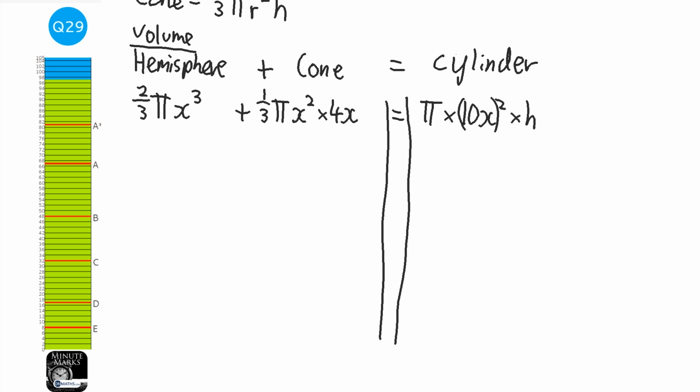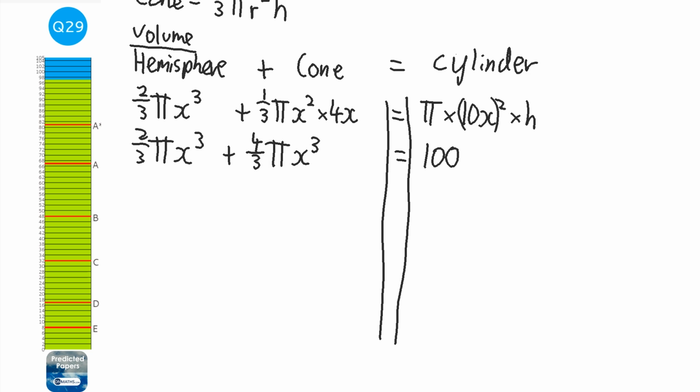I'm going to put my lines down. Okay, so what have we got? Let's sort out the timeses first, and let's tidy this up. So that hasn't got any timeses in it. This we're timesing by 4, so it's going to be 4/3 pi, and I'm timesing it by x, so that's going to be x cubed. This one, I'm doing the 10x squared, so I need to square the 10 and the x, so it's going to be 100.